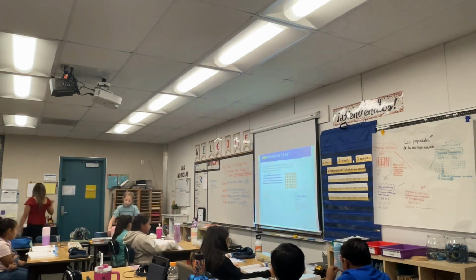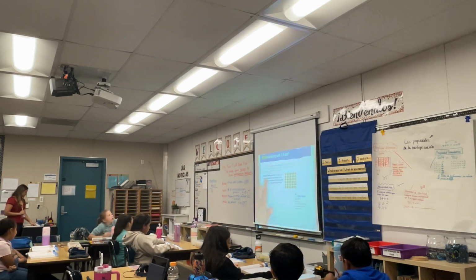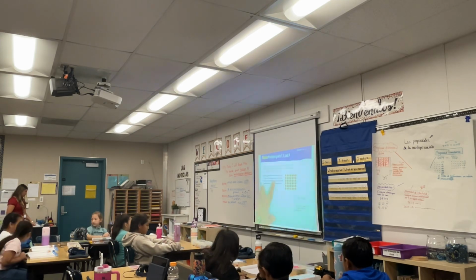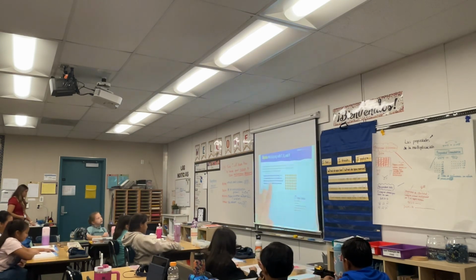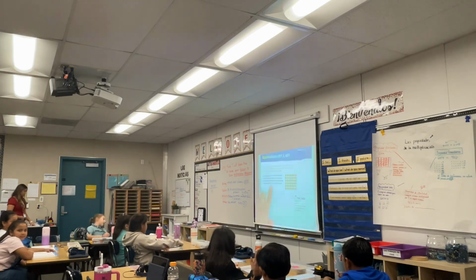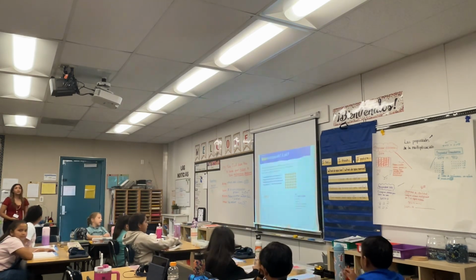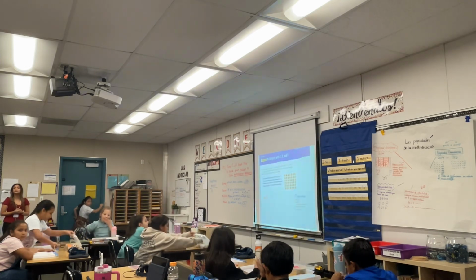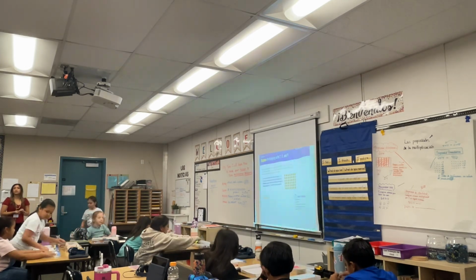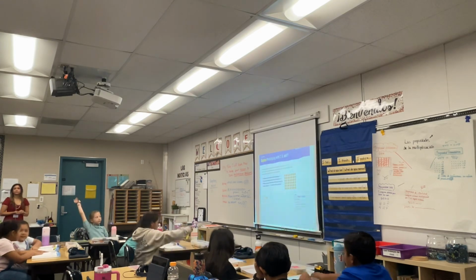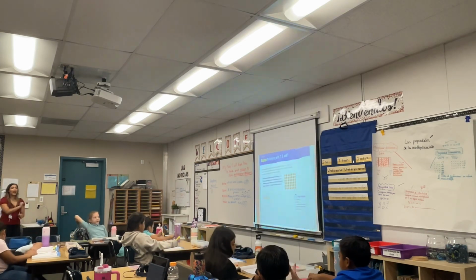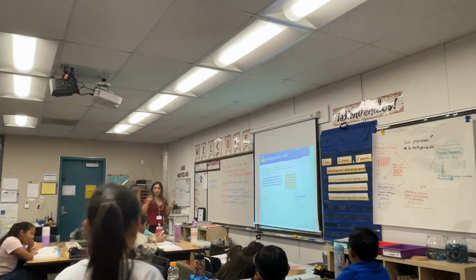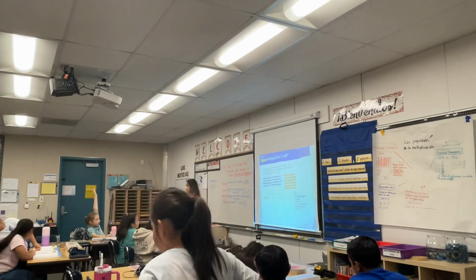Let's reread the question. It says, Tamika and Seth are both finding 6 times 7. They each break apart the problem in different ways. Show 2 different ways to break apart 6 times 7 and find the product. Now I want you guys to take out your highlighter. And I want you guys to highlight the important words of the problem.